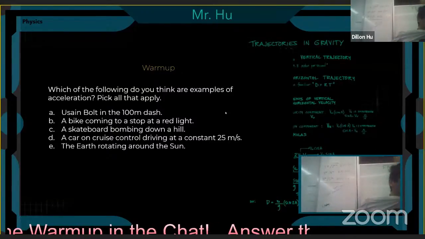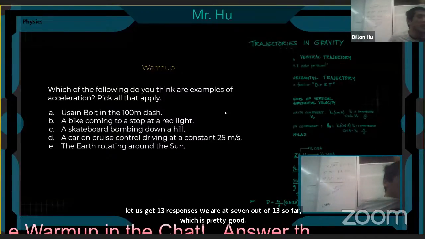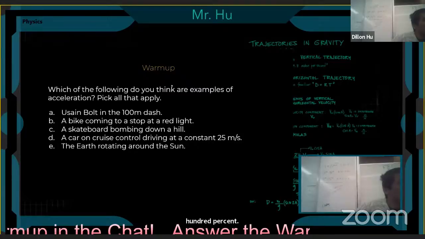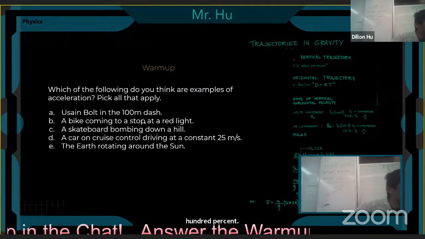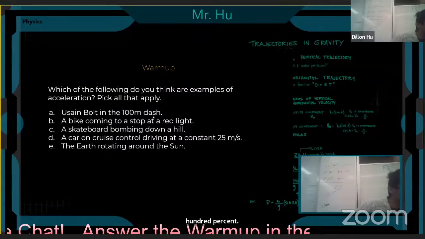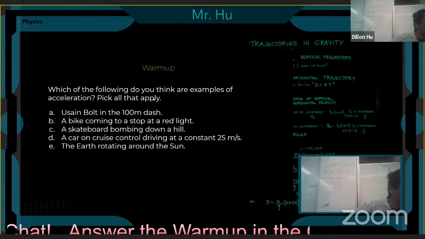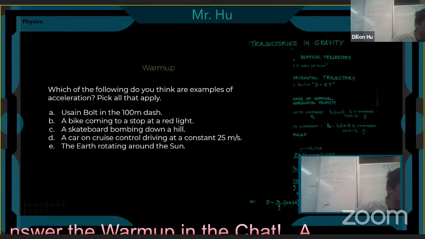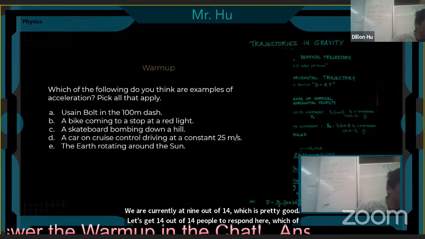So which of these are examples of acceleration? We have five choices for you: Usain Bolt in the 100-meter dash, a bike coming to a stop at a red light, a skateboard bombing down a hill, a car cruising down on cruise control at 25 meters per second constantly, and last but not least, the Earth rotating around the sun. Pick as many of these as you feel apply.